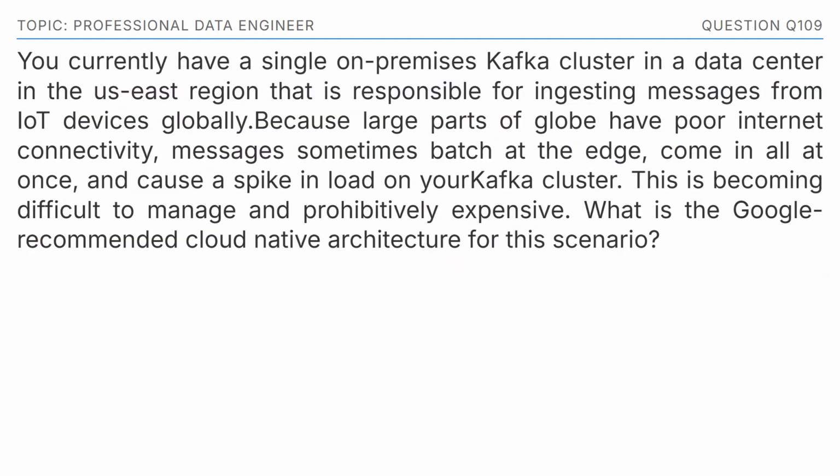You currently have a single on-premises Kafka cluster in a data center in the US East region that is responsible for ingesting messages from IoT devices globally. Because large parts of the globe have poor internet connectivity, messages sometimes batch at the edge, come in all at once, and cause a spike in load on your Kafka cluster. This is becoming difficult to manage and prohibitively expensive. What is the Google recommended cloud-native architecture for this scenario?